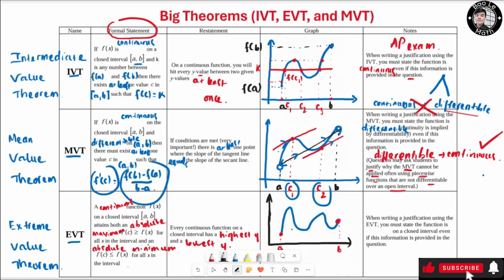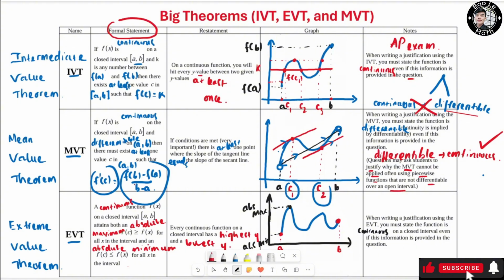Alright, so the function is continuous on a closed interval a and b, and the highest y value is right here. And this is the absolute maximum, right? And the absolute minimum is right here. Now on the AP exam, when writing a justification using the EVT, you must say the function is continuous on the closed interval, even if the information is provided in the question.